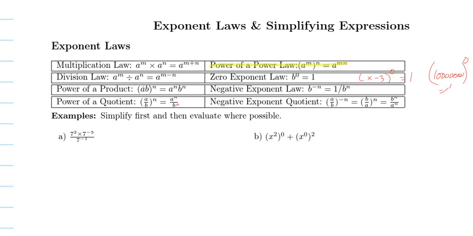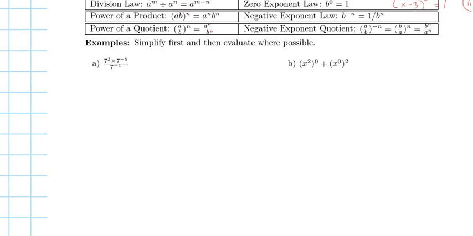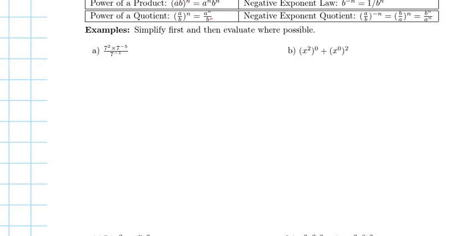You always want to simplify first and then evaluate. Don't start evaluating until you simplify. So if I look at my example right there, I have 7 to the power of 2 multiplied by 7 to the power of negative 5 divided by 7 to the power of negative 1. What would you want to do with this question? Flip the negative exponent. You can do that, yep.